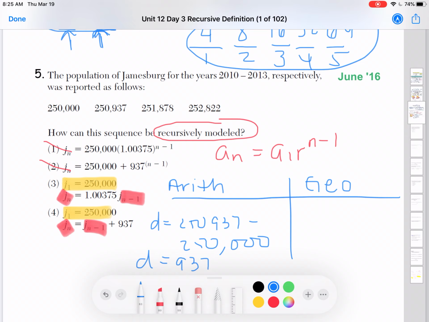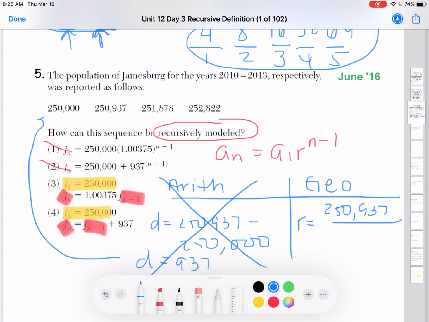Now this is what's super important. You go back up to the top and in your calculator, 250,000 plus 937, enter, plus 937, enter, plus 937, enter, and see if that works. But it doesn't work. So this better be geometric. Common ratio, second divided by first. So my common ratio comes out to be 1.00375. Remember, you got to be in float and use all these numbers.